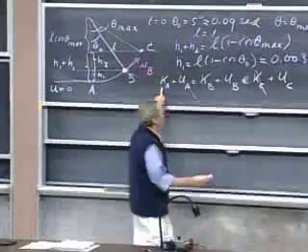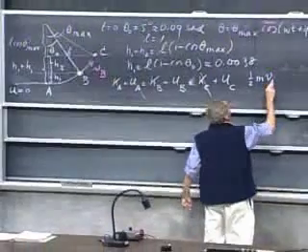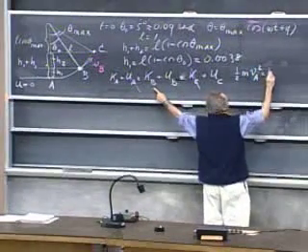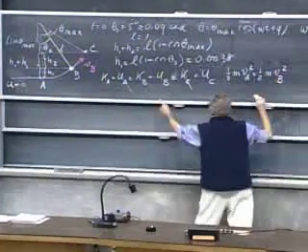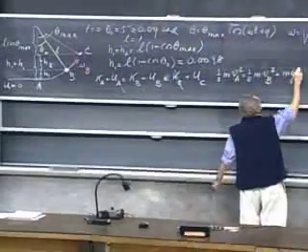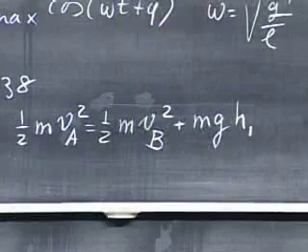So now we can write down that 1/2 m VA squared equals 1/2 m VB squared plus mg times h1, that is the potential energy at point B.